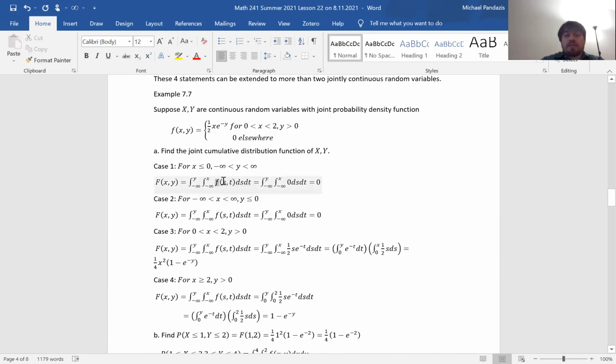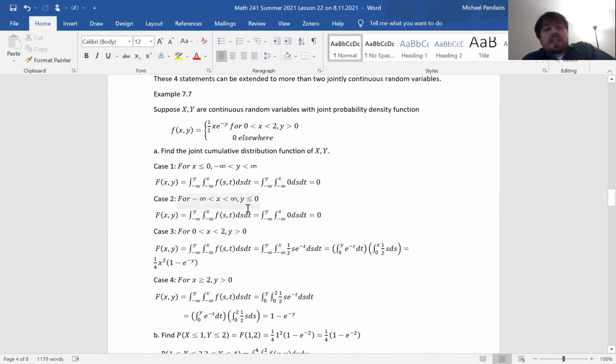But now little f, when x is at most 0, well, x does not fall in this range of values. And so that means that little f has to be 0. And so little f is 0 throughout this entire region. So when you double integrate 0, you get 0. And so capital F has to be 0 if x is less than or equal to 0 and y is anything. That's case 1. That's easy.